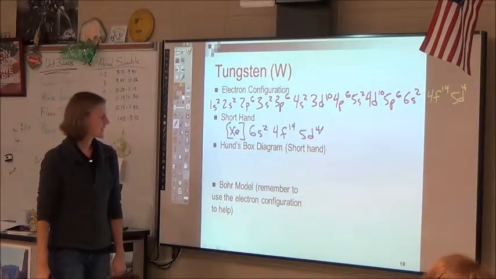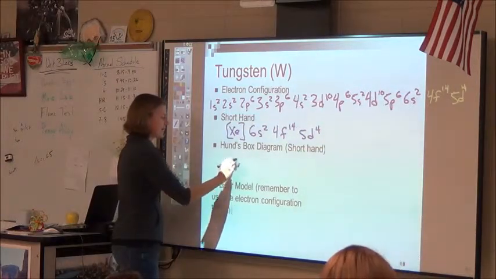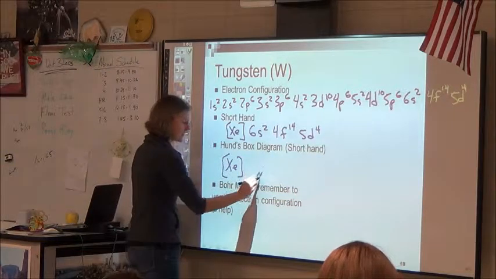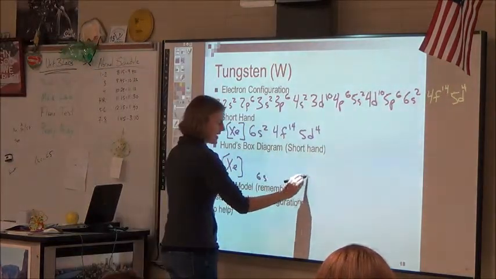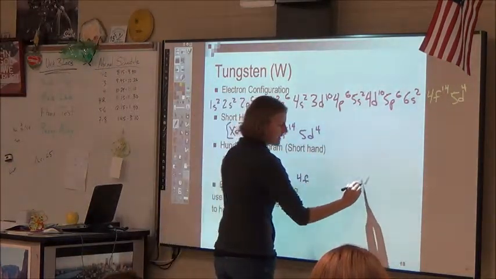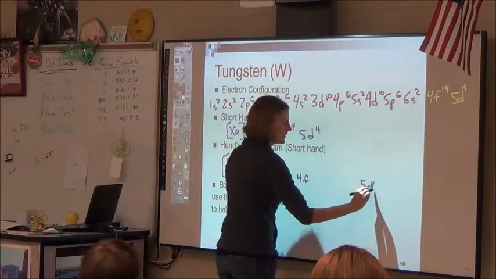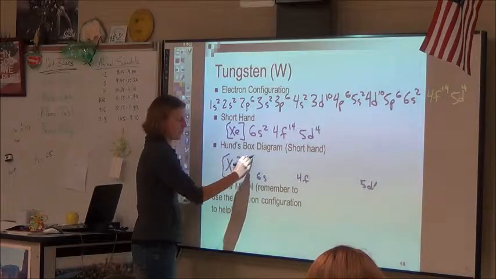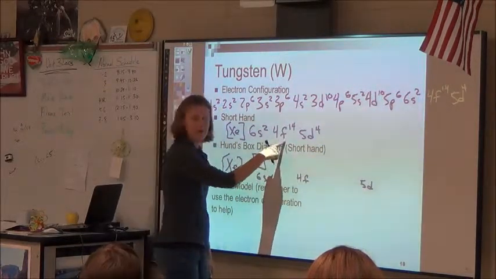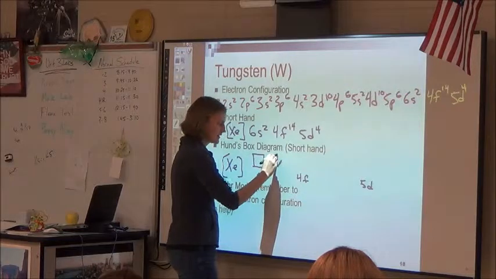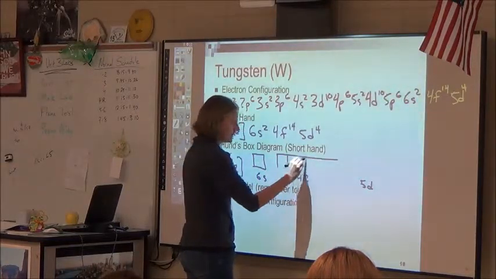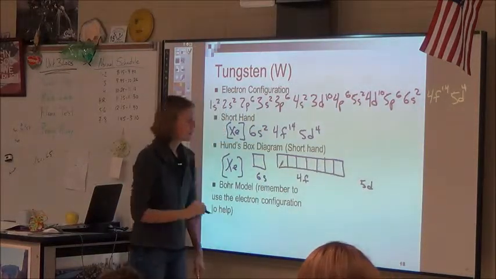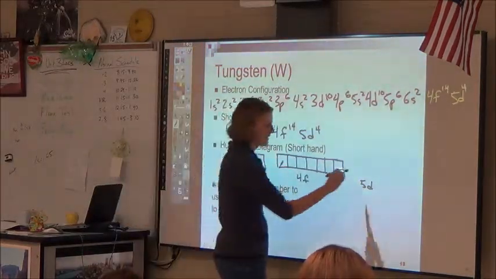I like that Xe Hund's box diagram shorthand. All right, so Xe in brackets. I actually have quite a few boxes to draw here. We've got the 6s, the 4f, and a 5d. Okay, so s has how many boxes? One. F had how many boxes? Seven. One, two, three, four, five, six, seven. And d had how many boxes? Five.